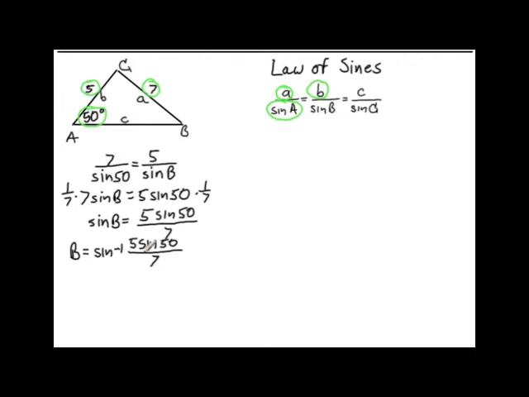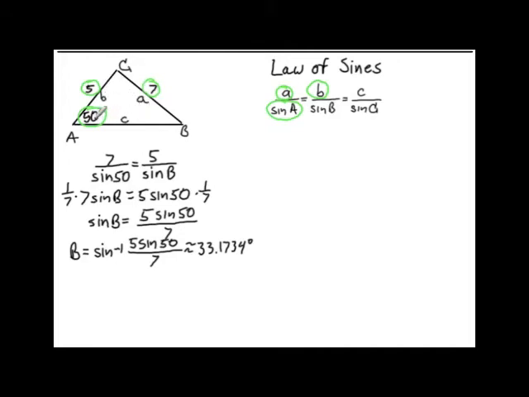Okay, so now this becomes a calculator problem. Take this 5 times the sine of 50 divided by 7, and then find the inverse sine of that result. Alright, then once we calculate this, I come up with approximately 33.1734 degrees. Okay. Now I've got angle B. So I now know two of the three angles in my triangle. So to get the third angle, I just have to use the fact that there's 180 degrees in a triangle.